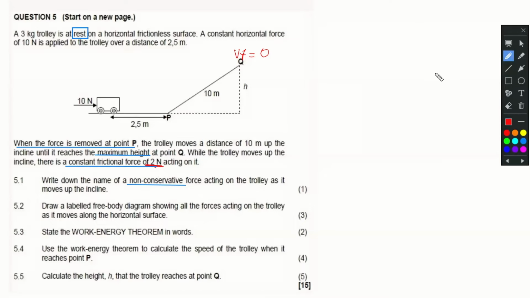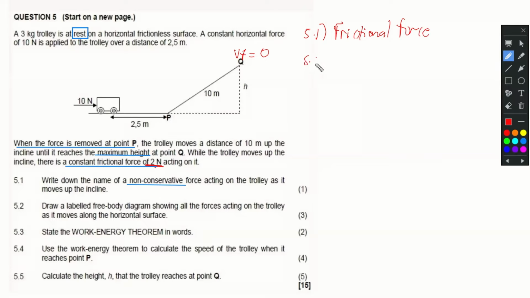In maths and physics, whenever they say write down, that means it's something that you can clearly observe from the diagram or from just reading the statement. It's never something that you need to really think deeply of. So write down the name of a non-conservative force acting on the trolley as it moves up the incline. It's what? Frictional force. 1 mark.